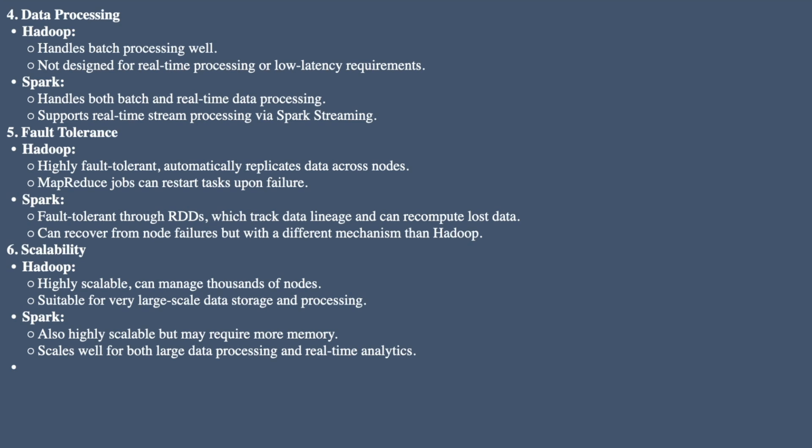So the next point is data processing. Hadoop is very good for batch processing, which is handling a large amount of data all at once. It's not designed for real-time data processing, which is analyzing data as it comes in. Spark excels in both batch processing and real-time data processing. Whether you need to process large data sets or handle live data streams, Spark can do everything. And this is what makes Spark versatile for various applications.